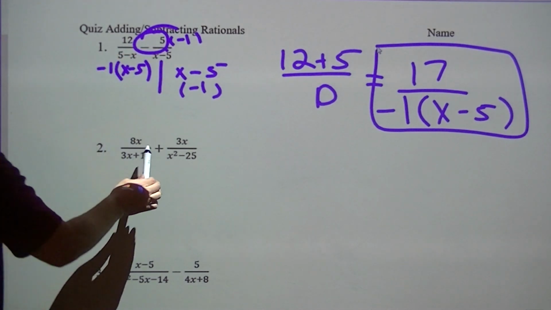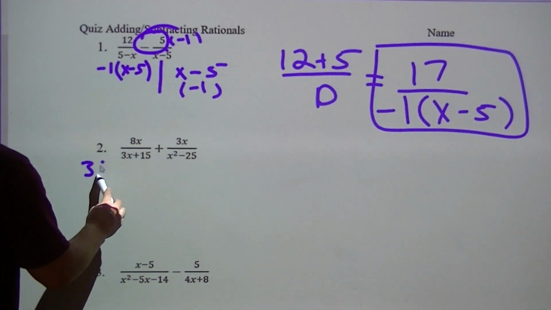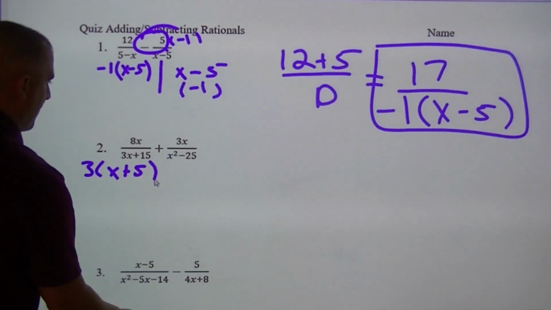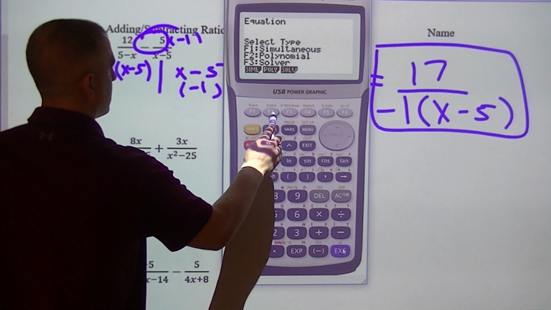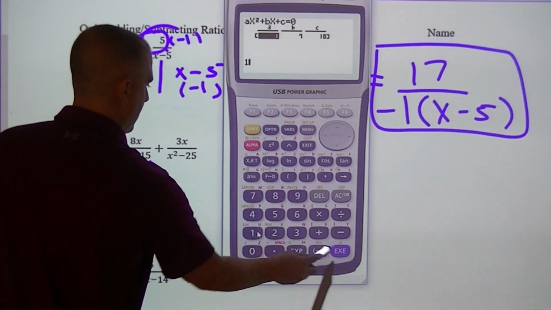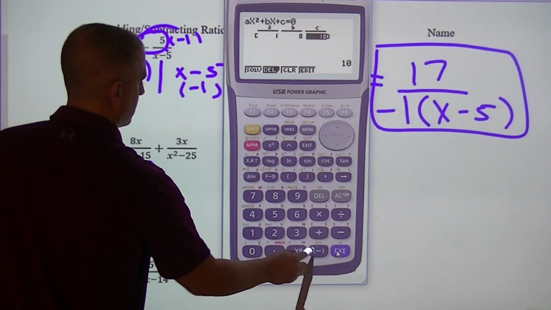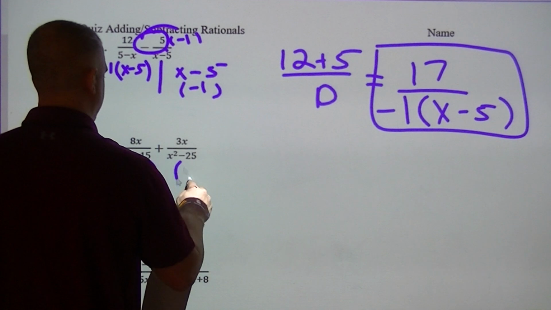This part here, I can't factor this, but I could take out a 3, so that if I took out a 3, I would be left with that. This I can factor. I want to go to Equa, 1, 0, negative 25. So that's going to be x minus 5, x plus 5.